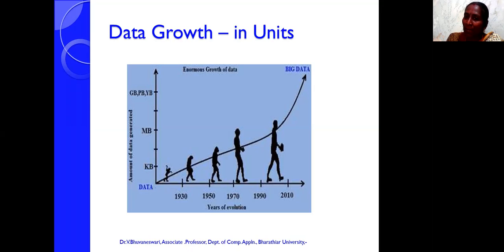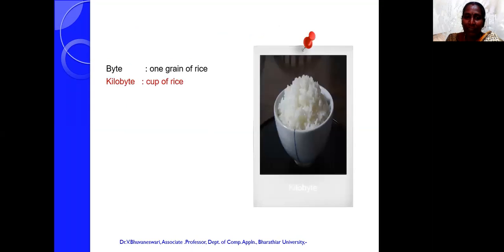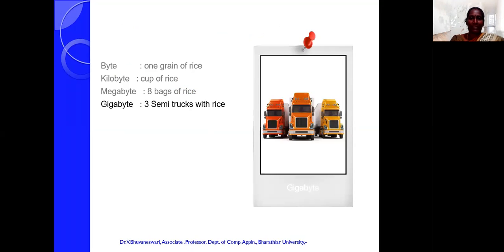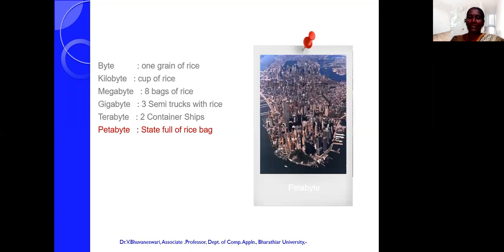Now let us have a comparison of units of measurement in terms of a physical composition to have a better understanding. Let us assume that a byte is 1 grain of rice. So when I take one rice, I call it a byte. Then when I say KB, I assume a cup of rice. Megabyte, we assume 8 bags of rice. Gigabytes, 3 semi-trucks with rice. Terabytes is 2 container ships of rice.